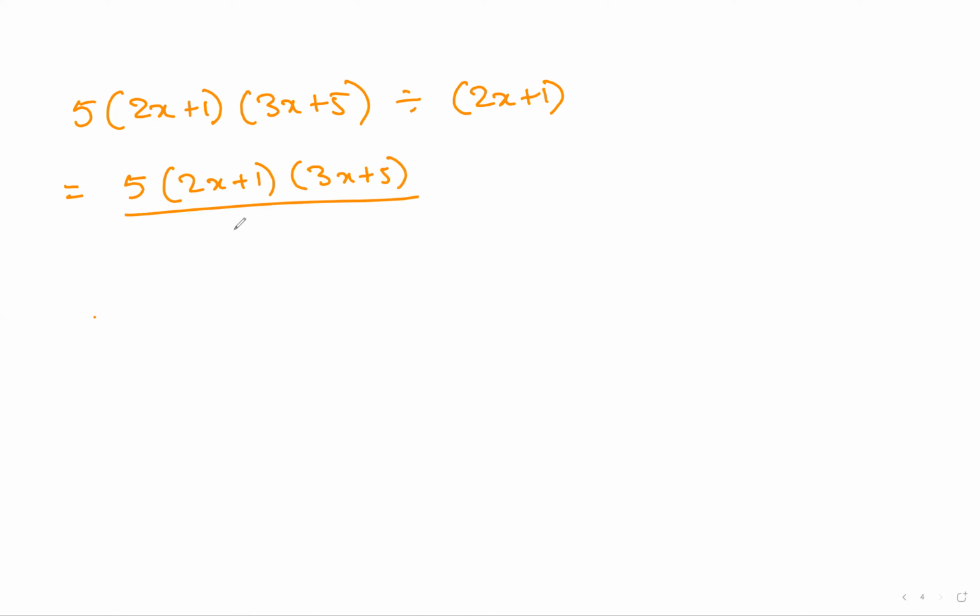5 times (2x + 1) times (3x + 5) divided by (2x + 1). My dear students, is it simple? Very simple, only a one-step problem. Because in the numerator you have (2x + 1) and in the denominator also you have (2x + 1). Can you cancel these two? So it will be 5 times (3x + 5). Is it right? Is it clear, my dear students? Shall I go for the next one? Yes. Good.